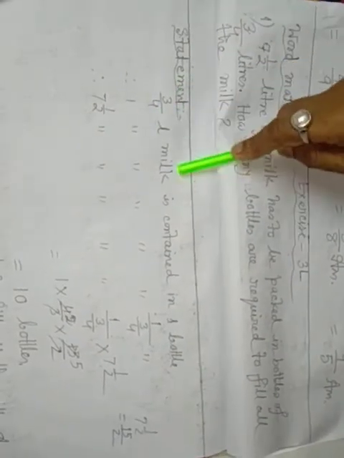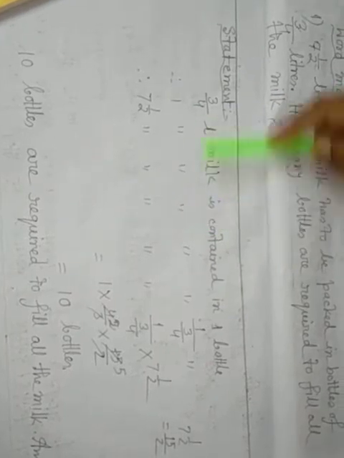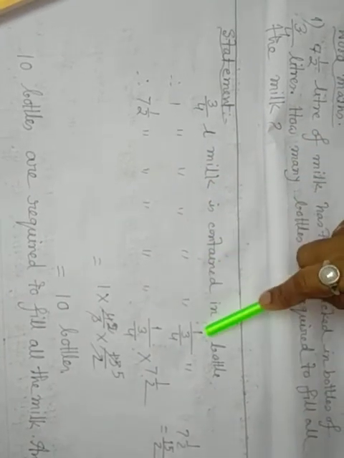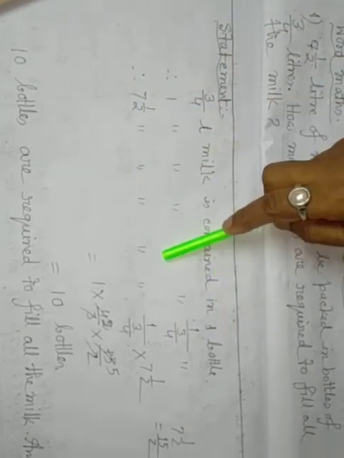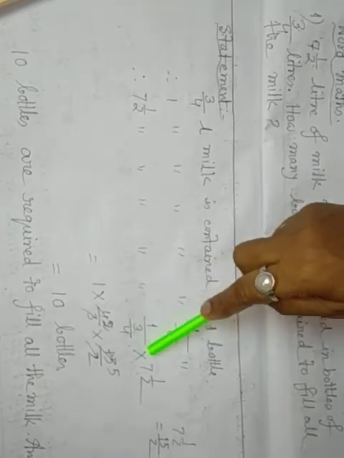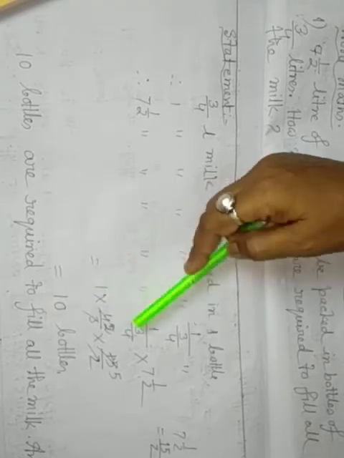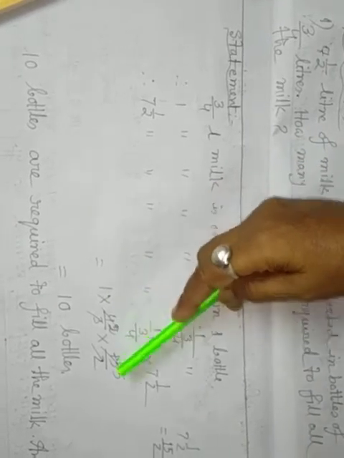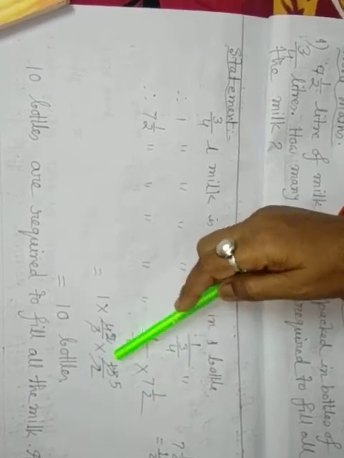First of all, we write the statements. 3 by 4 liter milk is contained in one bottle. 1 liter milk is contained in 1 divided by 3 by 4. 7 1 by 2 liter milk is contained in 1 divided by 3 by 4 into 7 1 by 2. So the reciprocal happens: 1 into 3 by 4 into 7 2s are 14, 1 is 15 by 2.